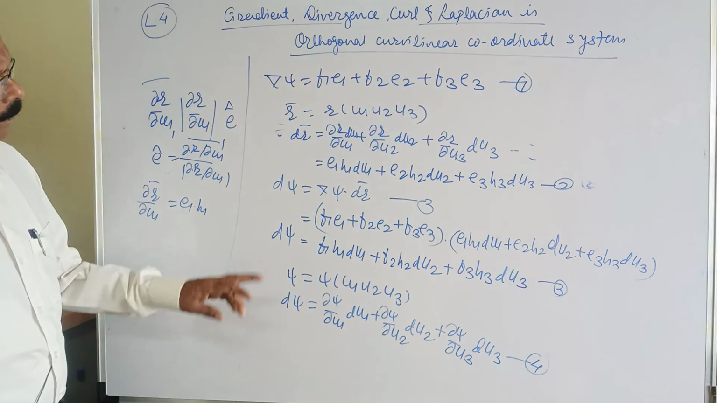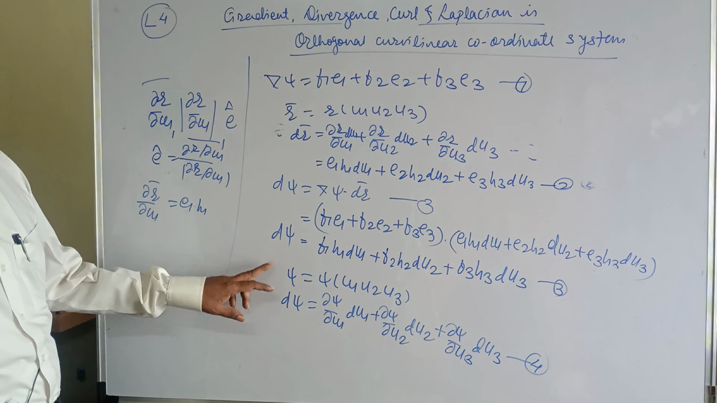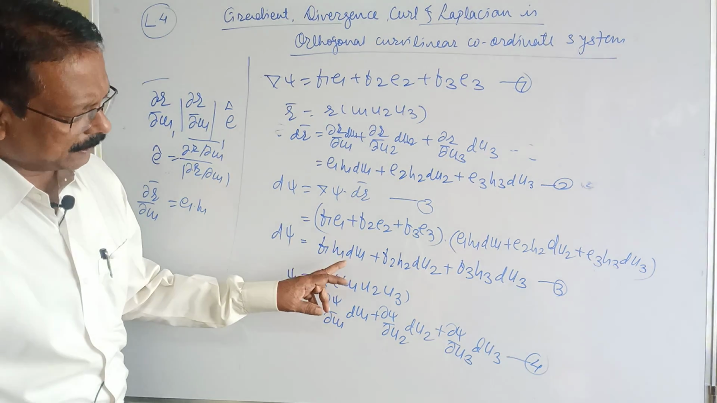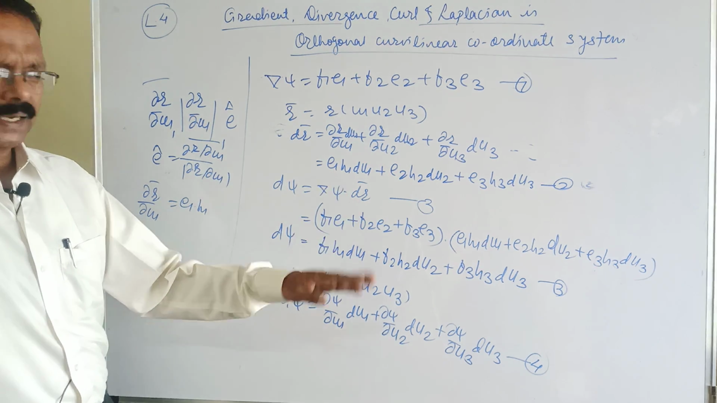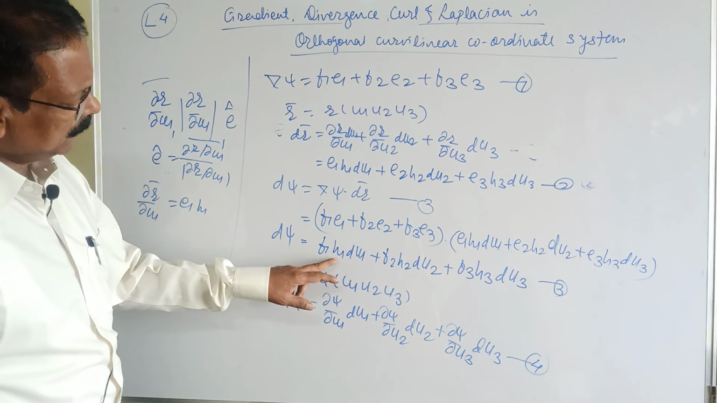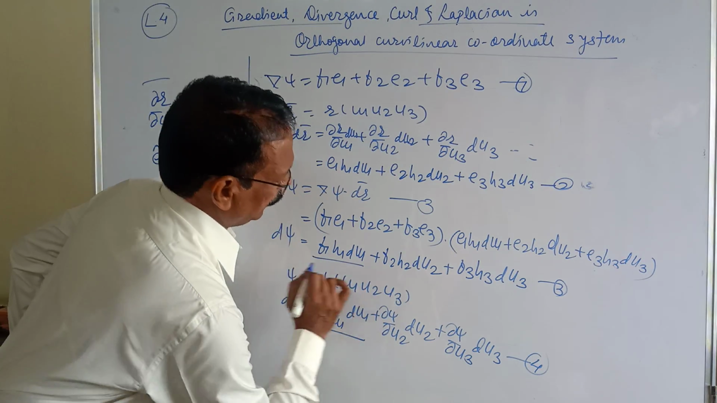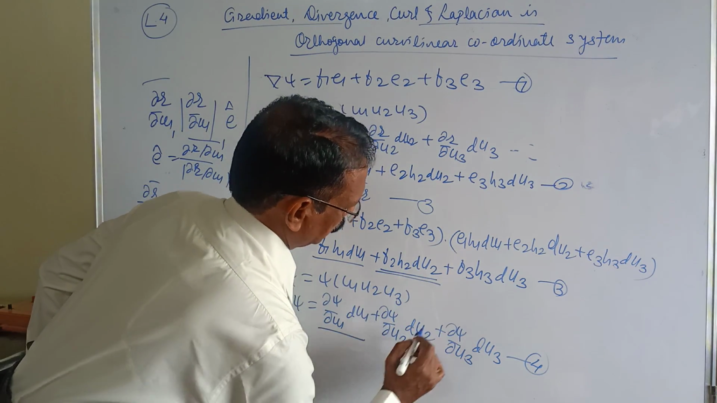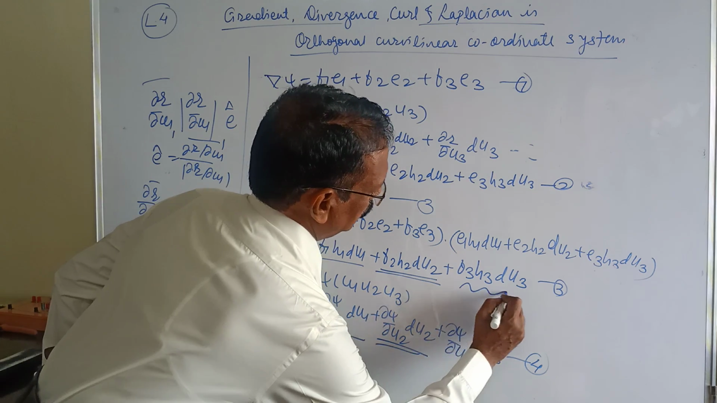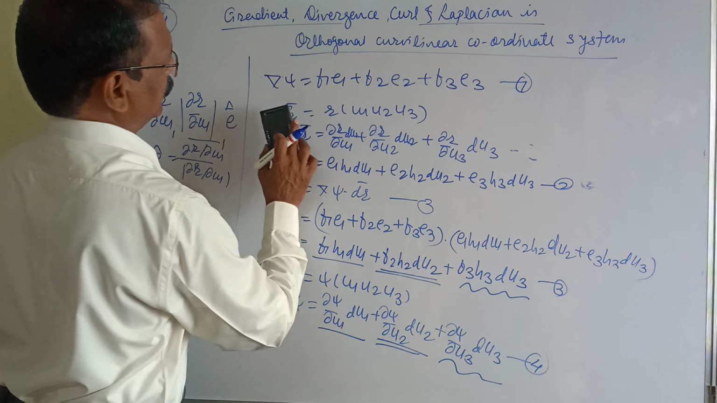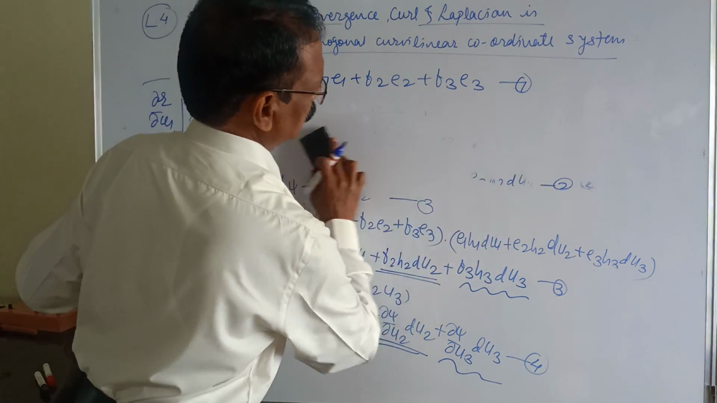Now compare equation 3 and 4. What do we get? The left-hand sides of equations 2, 3 and 4 are the same, so the right-hand sides are equal. So this is the f1 h1 du1 term, this is the second term, and this is the third term. They are similar, so we rewrite this equation lastly.